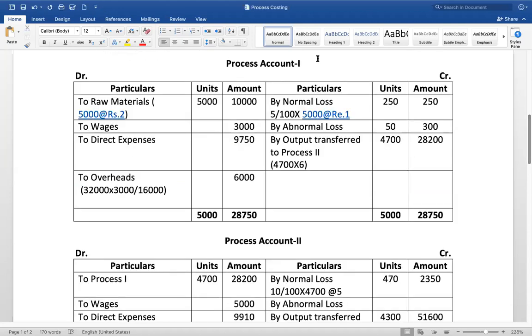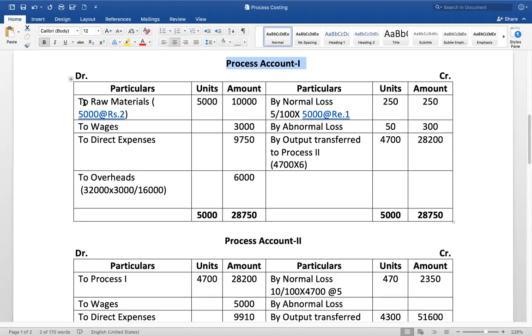Right, we did process account 1 yesterday. The process account is just like your nominal account. It's just an account, not a statement. We were doing a statement in unit costing, but this is an account. An account has a debit side and a credit side. What is to be debited on the process account? The raw material. How many units have you introduced? 5,000 units. And look at the format. There are 3 columns on the left and 3 columns on the right: particulars, units, amount. All the expenses you will debit to the process account.